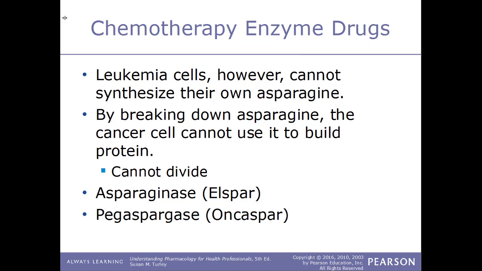So by using chemotherapy enzyme drugs, you can break down asparagine so the cancer cell can't use it to build protein, and therefore it can't divide. And some examples of this kind of drug would include asparaginase, also known by the trade name Elspar, and also the drug pegaspargase, also known by its trade name Oncaspar.